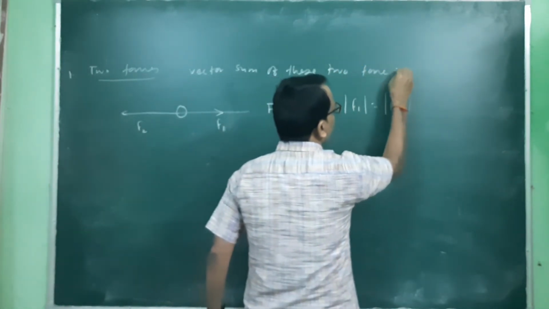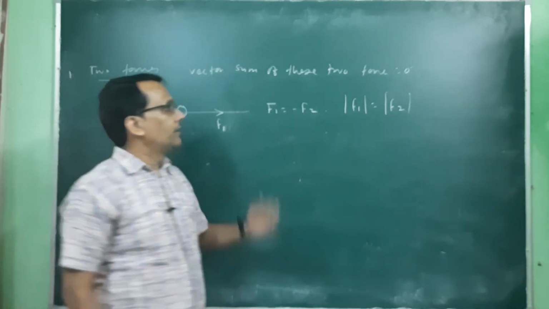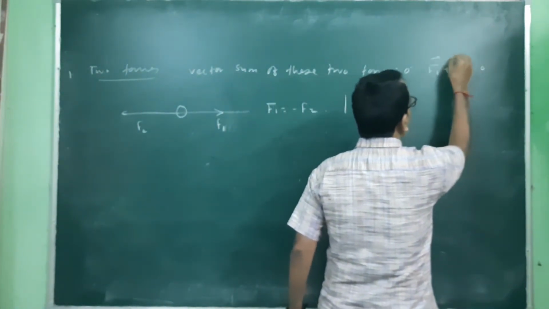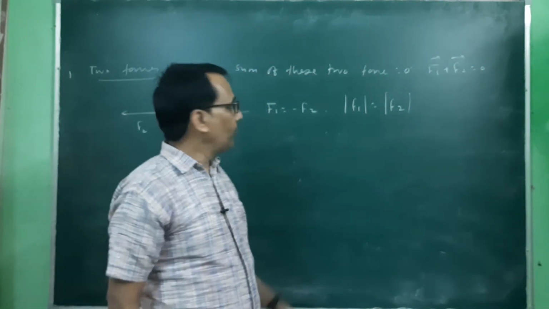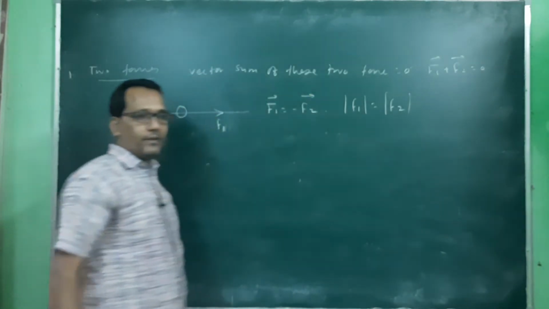is 0. So F1 plus F2 is equivalent to 0 in vector form. F1 plus F2 is 0, and one can write this as F1 equals minus F2.